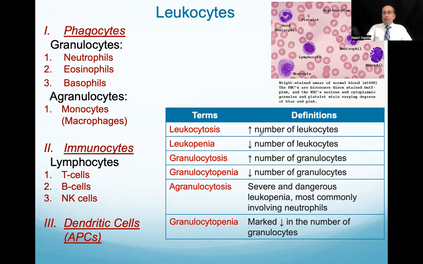Leukocytosis is increased number of leukocytes. Leukopenia, decreased number of leukocytes. And of course, if you have leukopenia, you will have frequent infections. Granulocytosis, too many granulocytes. And what are the granulocytes? Neutrophils, eosinophils, basophils. Granulocytopenia, low number of granulocytes. Agranulocytosis is very, very low number of granulocytes, and it most commonly involves neutrophils.